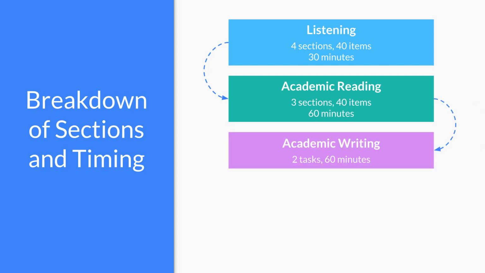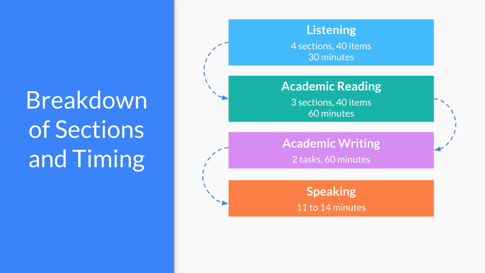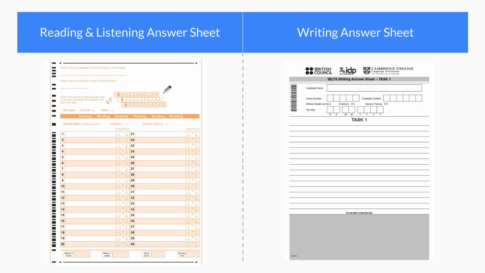Then you're going to move to the writing section, in which you will have 2 tasks, the writing task 1 and the writing task 2. You will have a total of 60 minutes to finish both tasks. Lastly, you have the speaking part, which will last a total of about 11 to 14 minutes in length. This brings the total test time up to 2 hours and 44 minutes.